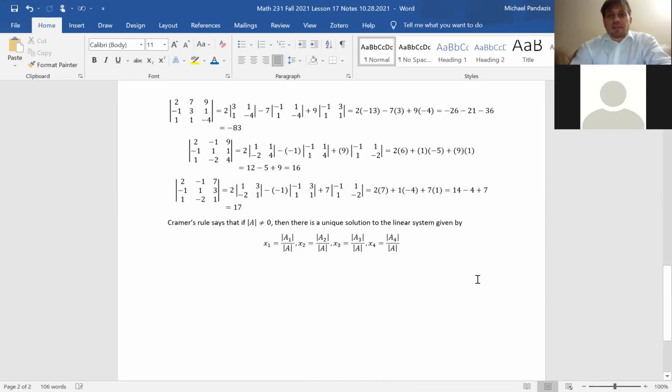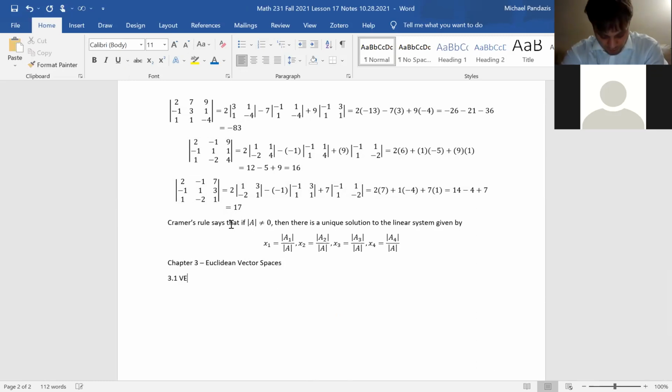So, okay, but that makes sense, right? Okay, so that explains that. So let's go to the lesson. You have a lot of material to cover, so we need to move quickly. So next is chapter 3, and chapter 3 is on Euclidean vector spaces. So 3.1 is on, good question though, vectors. 3.1 is on vectors in 2-space, 3-space, and n-space.